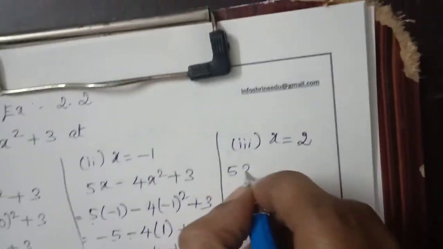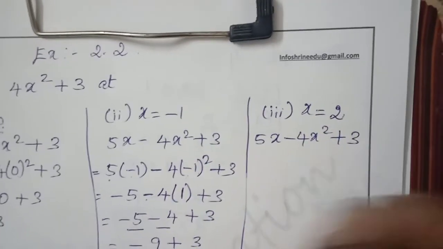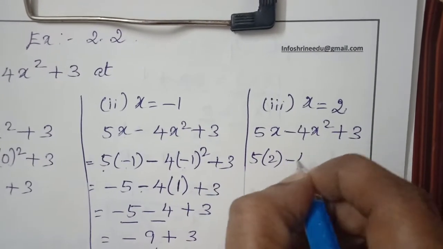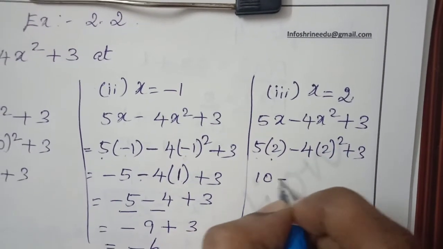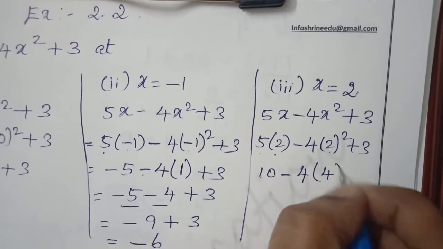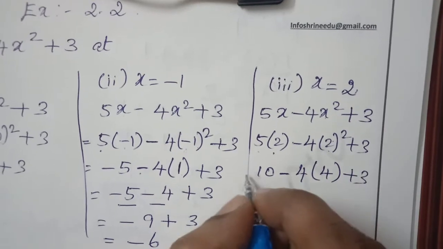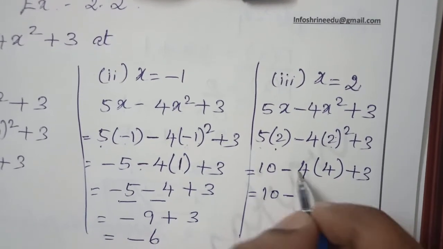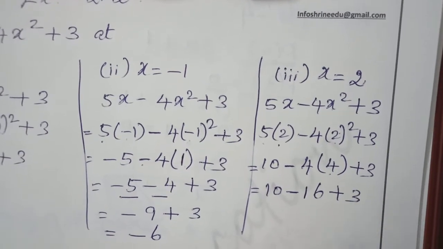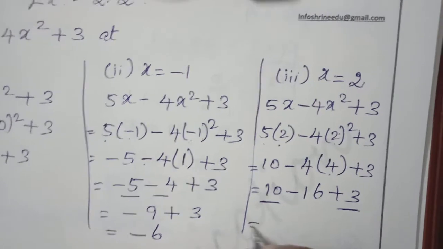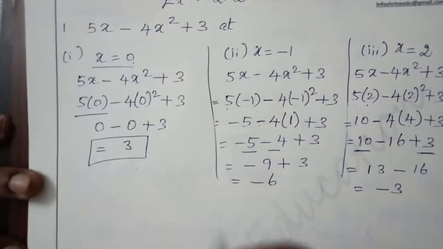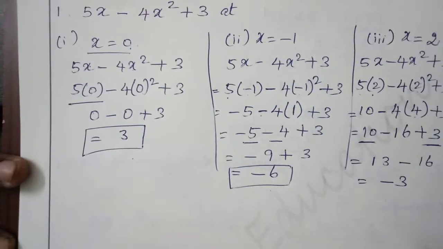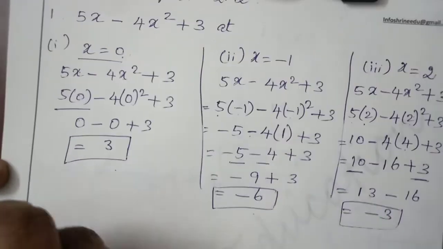And here 5x minus 4x square plus 3. 5x is 2, minus 4, x is 2 here. So 2 square plus 3. 5 into 2, 10 minus 4 into 2 into 2, 4, because 2 square, so 2 into 2, 4 plus 3. So that is equal to 10 minus 4 into 4, 16 plus 3. So here this is plus and this is plus. So 13 minus 16. So the answer is minus 3. So therefore P of 0 is 3 and P of minus 1 is minus 6 and x is equal to 2 is minus 3.